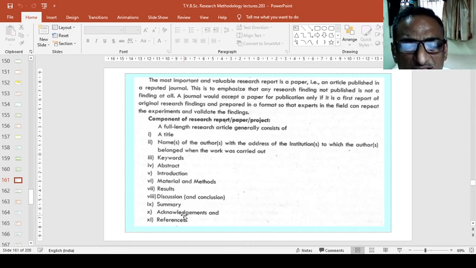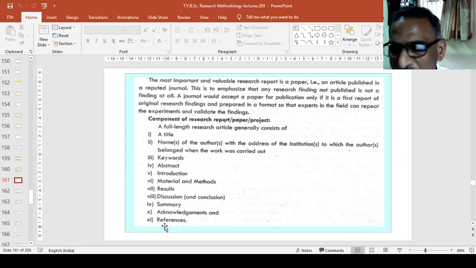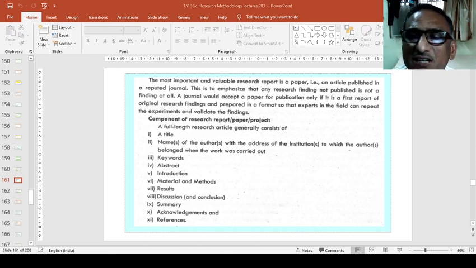Then acknowledge the people who have helped during the total work. Acknowledge your friends, guides, co-workers, and supporting authorities. And finally, put the references at the end of your project report, whatever references you have followed. So, this is the basic pattern. Further details will be studied in the next lecture. So, we have a break here.